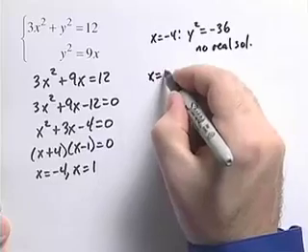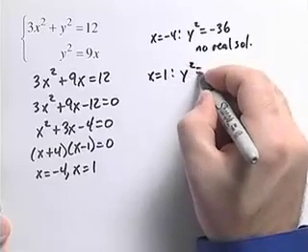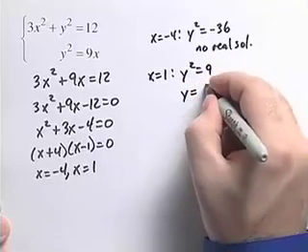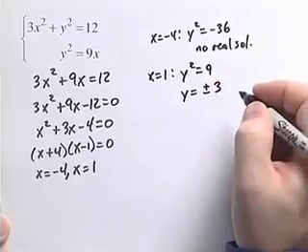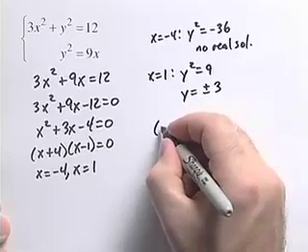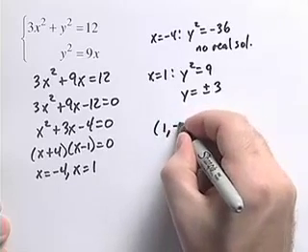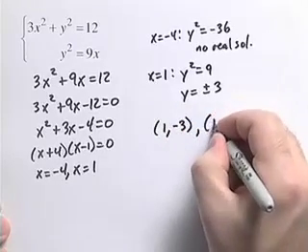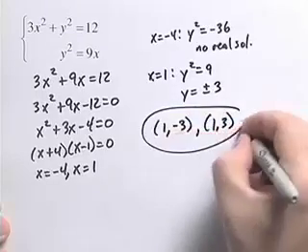If we let x equal 1, we'll get y squared is equal to 9, which gives us that y is equal to plus or minus 3. So we'll get two solutions here. Our two ordered pair solutions will be 1, negative 3, and 1, positive 3.